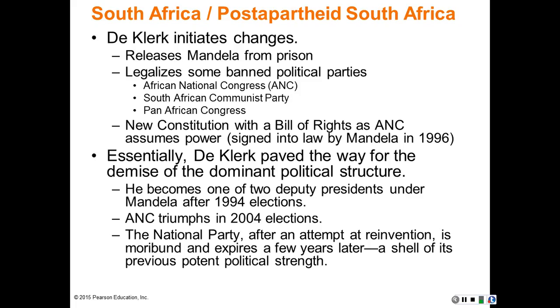Nelson Mandela became president and signed the new Constitution and Bill of Rights into law in 1996. Essentially, the former President de Klerk paved the way for the demise of what had been the dominant political structure. After this time, he became one of the two deputy presidents under Nelson Mandela following the 1994 democratic elections.